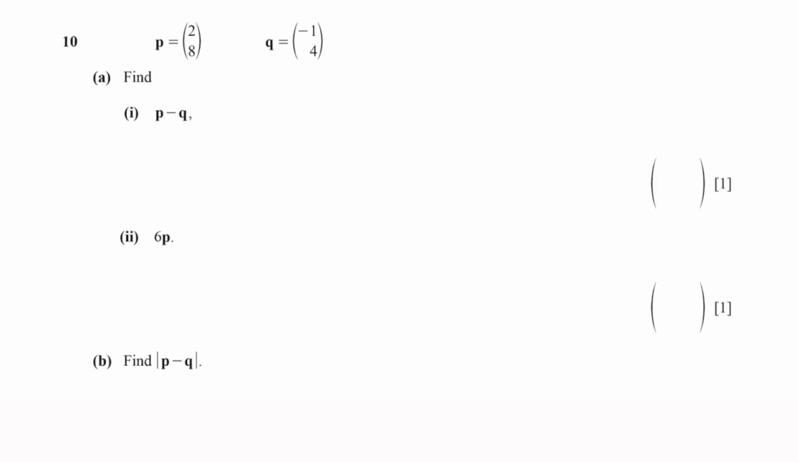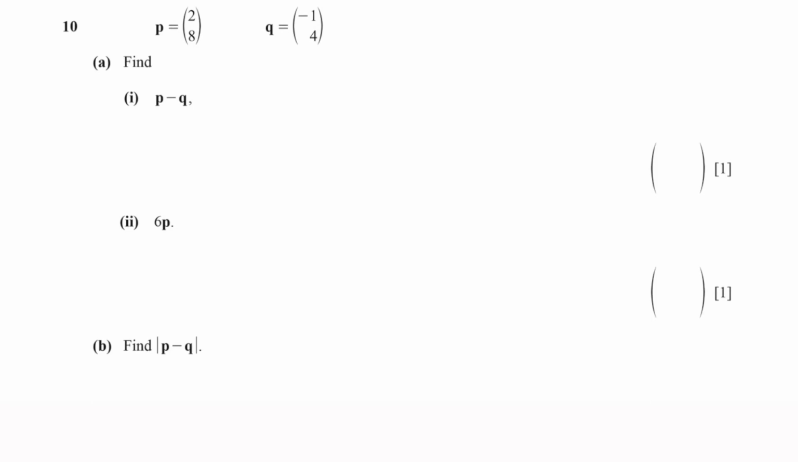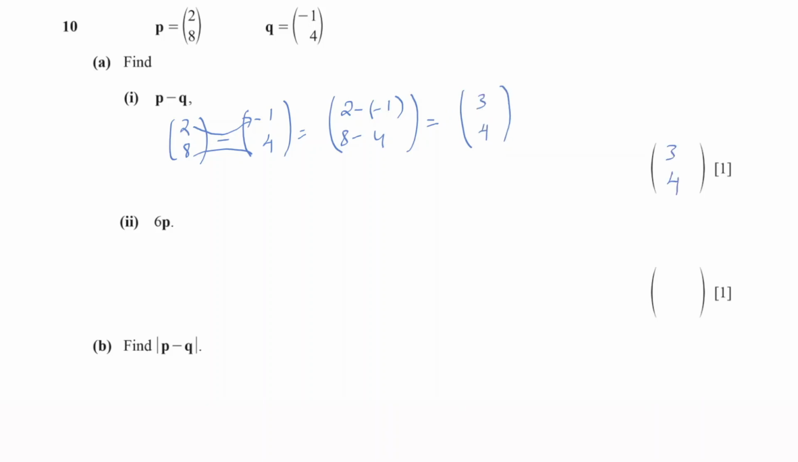Question number 10. Find P minus Q. So P minus Q we have to do. P is the column vector 2 and 8, Q is the column vector minus 1 and 4. So actually 2 minus of minus 1, and 8 minus 4. 2 minus minus 1 gives you 3 and 8 minus 4 is 4. So this is the final column vector.